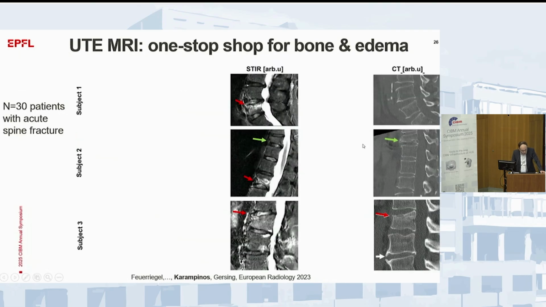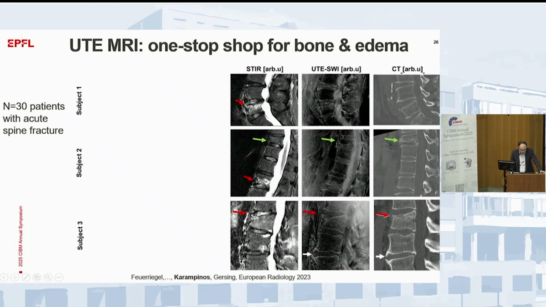Well, this is not only working in volunteers. This is a study that we did in Munich in 30 patients with acute spine fracture. Again, on the right is a CT, a separate scan, and the MR is another scan. For this specific case, we have a type of fracture at this level and edema on that side. We can look at the UTE signal also here, really showing very nicely the different parts of the bony structure being affected.